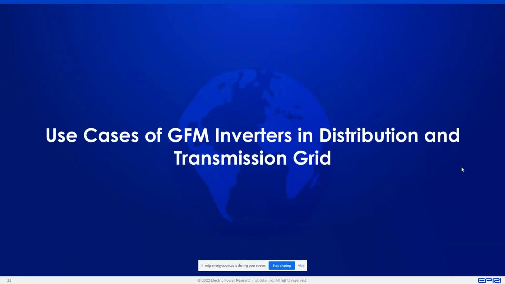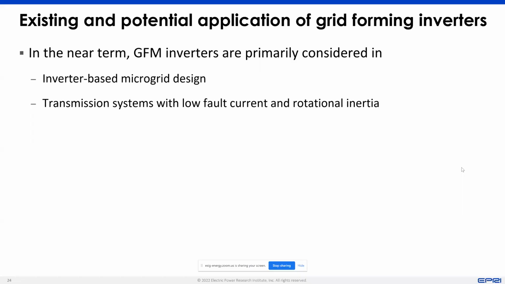We'll start by talking about some real world applications of the grid forming inverters in the system, both in the distribution and transmission systems. I know in the audience here today, a lot of you are from transmission, but actually, in my opinion, up to now, more grid forming inverters have been considered or applied in inverter-based microgrid design in the distribution area. And there are also some applications in transmission systems with low fault current and also with low rotational inertia.